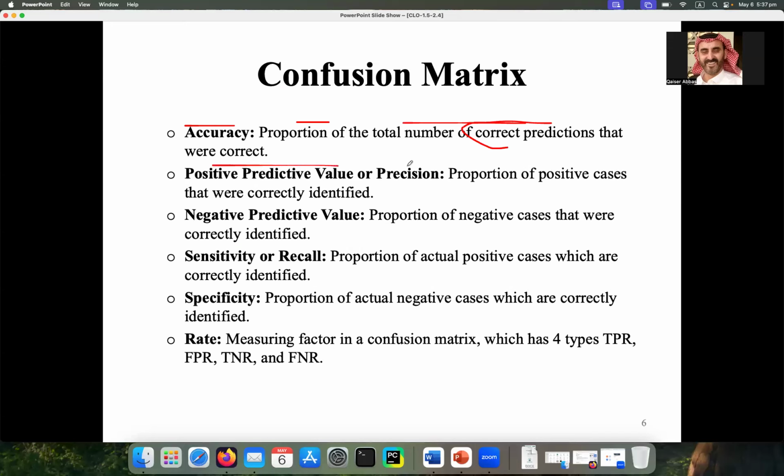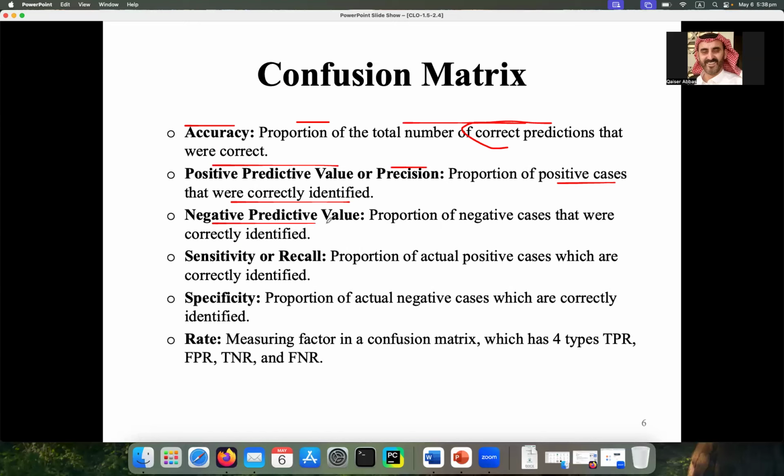Positive predictive value or precision. These are two labels, two names for the same thing. And the definition for this is the proportion of positive cases that were correctly identified. Your model identified them as positive and correctly identified them. You have to calculate the proportion of correct positives out of all positives. Correct positives out of all positives, this is another short version.